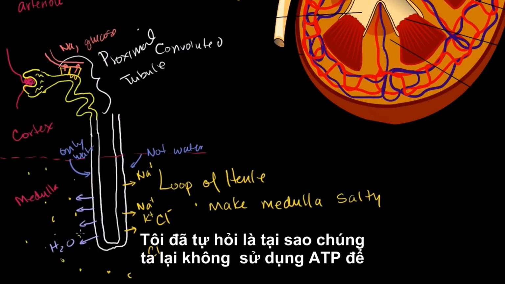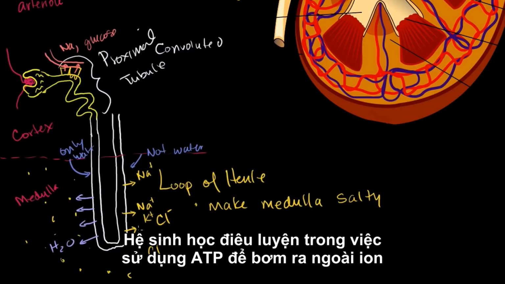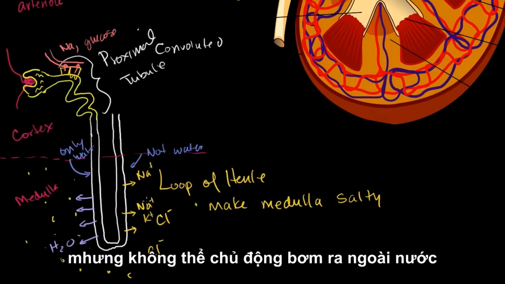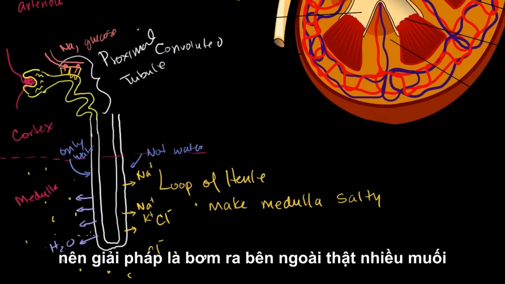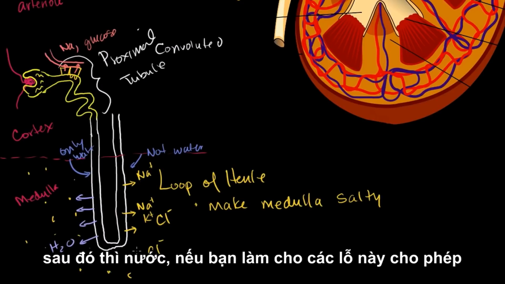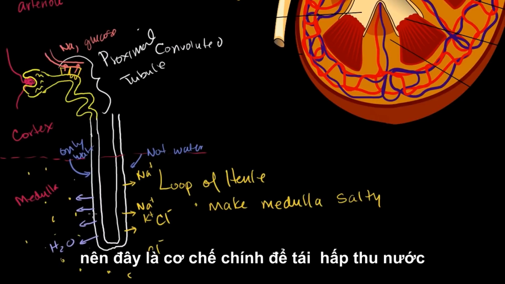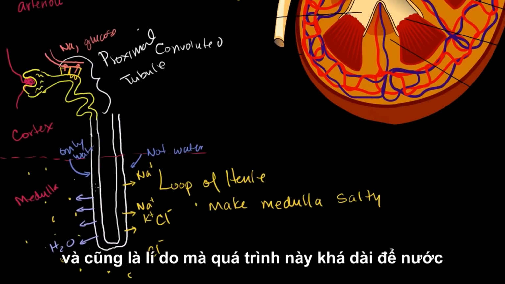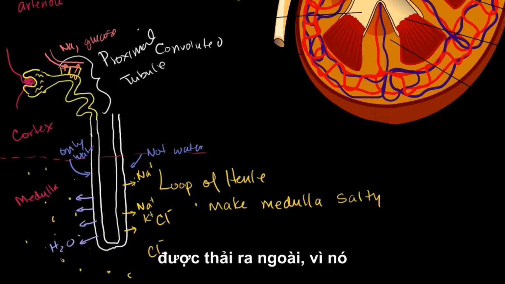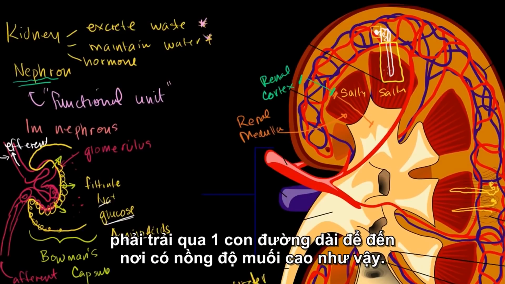And I've thought a lot about why don't we just actively pump? Why don't we use ATP somehow to actively pump water? And the answer there is there's no easy way to do that. Biological systems are good at using ATP to pump out ions, but it can't actively pump out water. Water is kind of a hard thing for proteins to operate on. So the solution is to make it salty out here by pumping out ions, and then water, if you make this porous only to water, water will naturally flow out. So this is a major mechanism of gaining back a lot of the water that gets filtered out up here. And the reason why this is so long is to give time for this water to secrete out. And that's why it dips pretty far down into this salty portion.